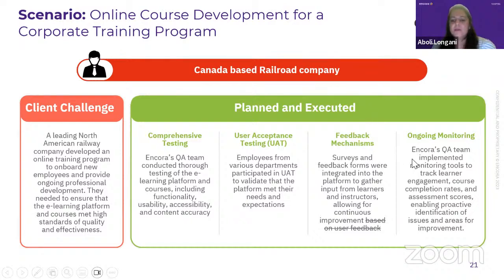Furthermore, the QA team implemented monitoring tools to track various metrics such as learner engagement, course completion rates, and assessment scores. This proactive approach helped in identifying issues earlier and provided insights for areas of improvement. So this is a very simple and understandable case study that one of our leading North American railway companies had faced.